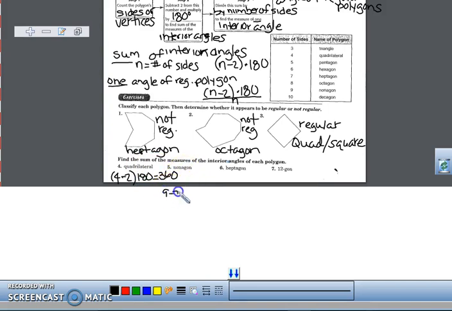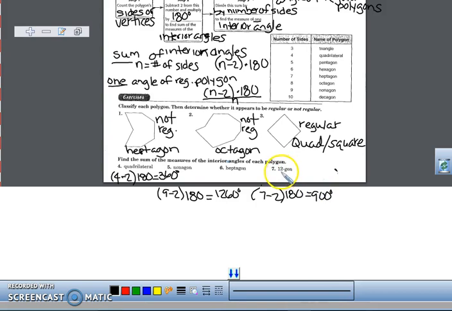A nonagon has 9 sides, so when I give you the names, you have to know how many sides they have to do these as well. 9 minus 2 is 7, times 180. So you do 7 times 180 on your calculator, and you get 1260. Just put the degrees in here. A heptagon has 7 sides. So 7 minus 2 is 5, so there's 5 triangles in there, times 180, and I get 900 degrees.